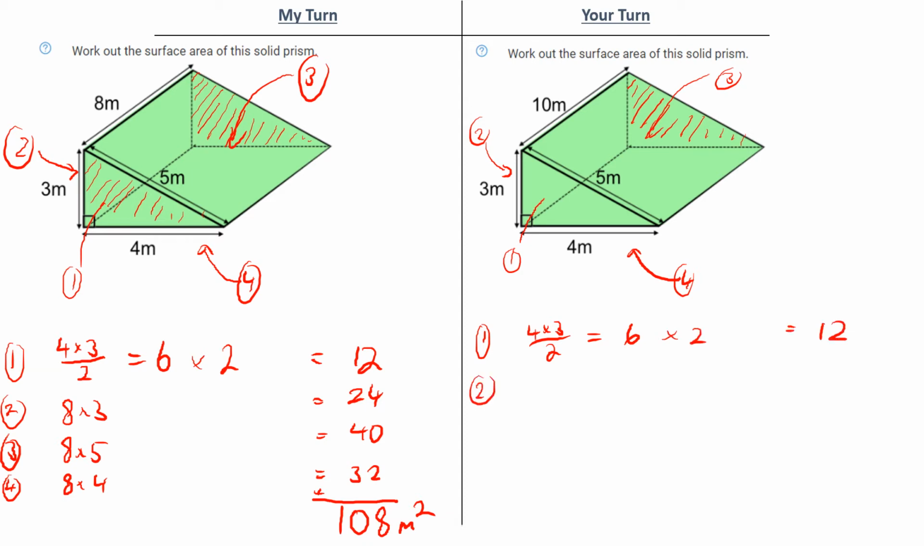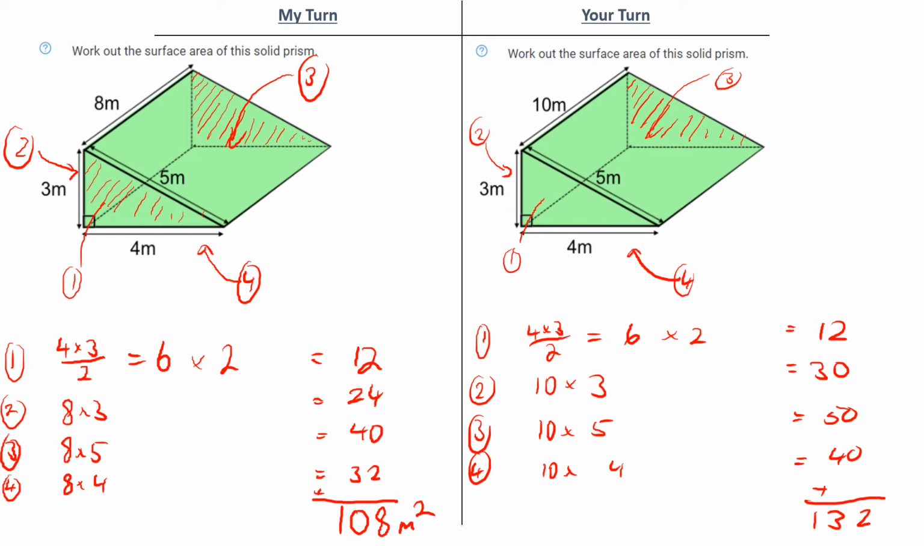Okay, face 2, so we've got height of 3, length of 10. So 10 times by 3 gives me 30. And then face 3, so we've got 10 times 5, gives me 50. And then finally, bottom face, so we've got 4 times by 10, gives me 40. Again, total surface area, add them together, we get 132, and my units again, meters squared.